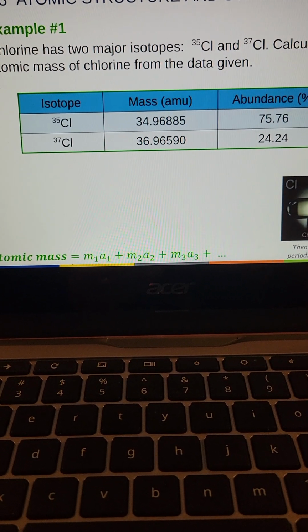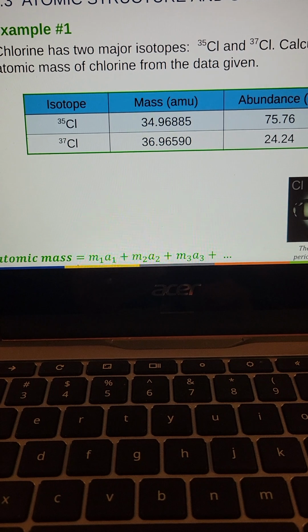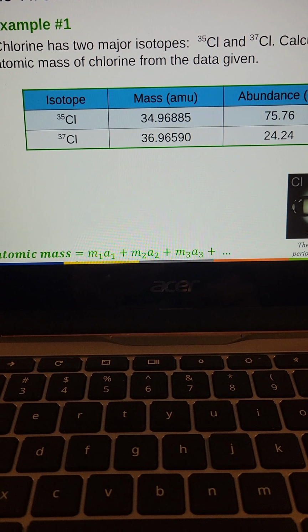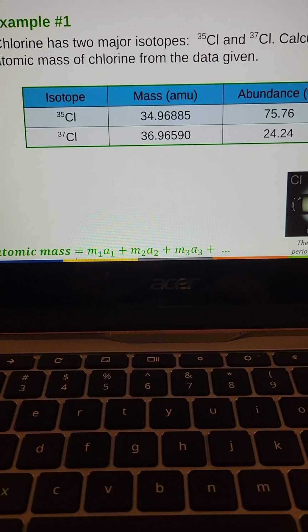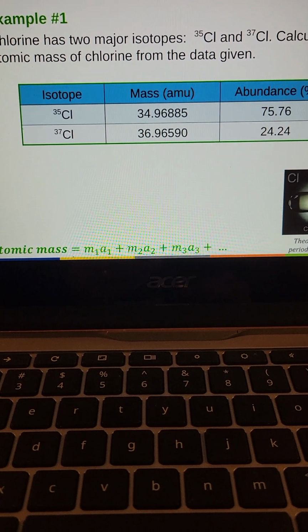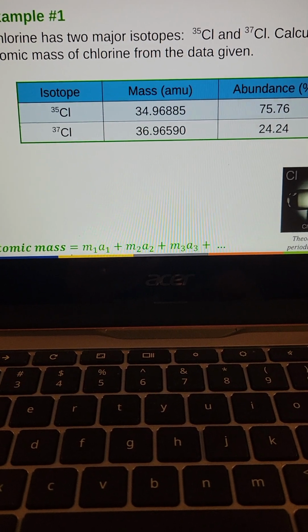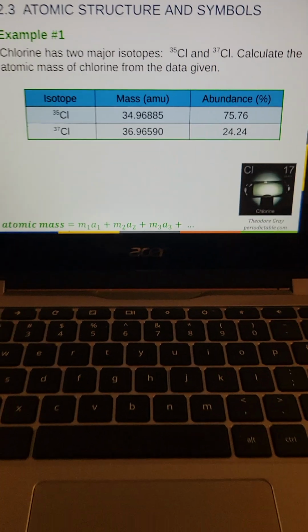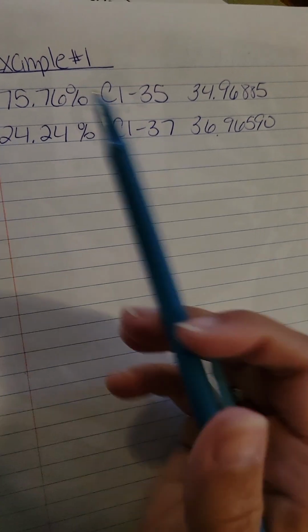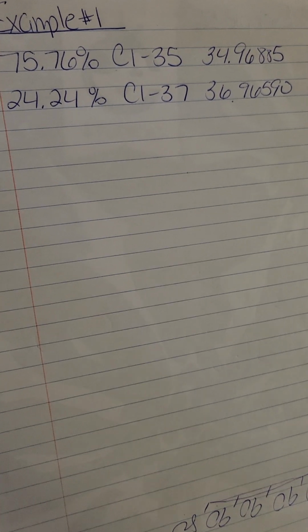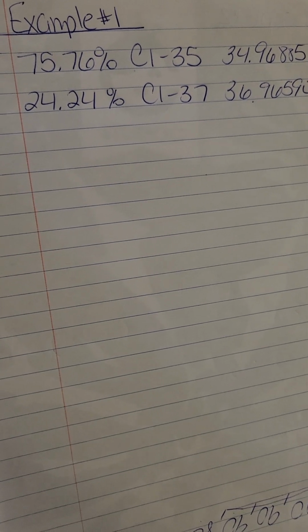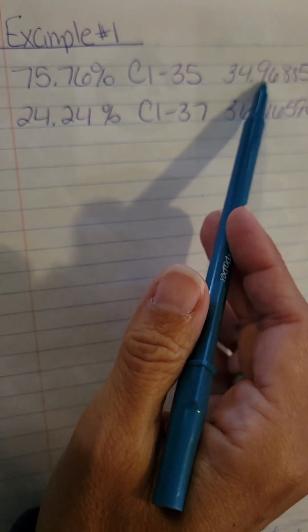Okay. All right, so we're going to weight the average of the isotopes when we figure out the calculation. Okay. All right, so I'm 75% of this. So we're going to just say, okay, imagine that there's 100 of them. 75.76 are going to be this.